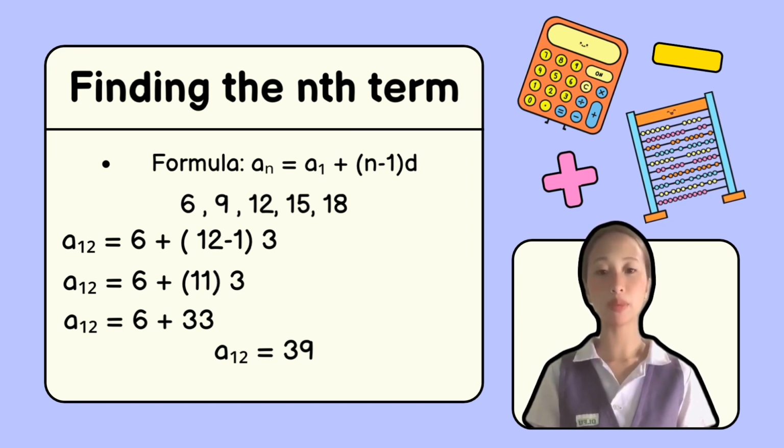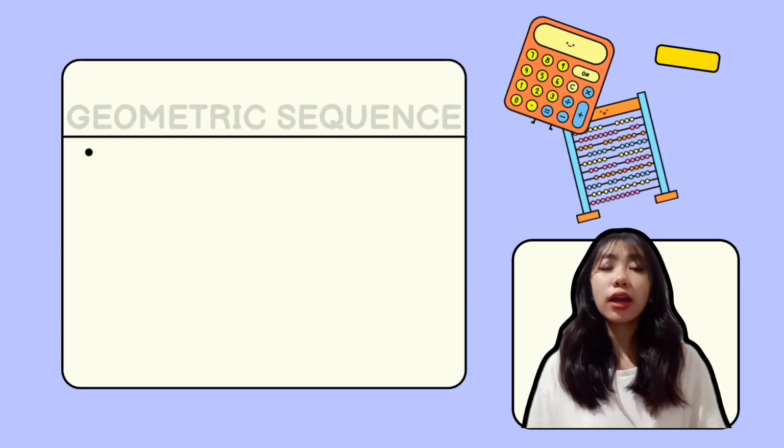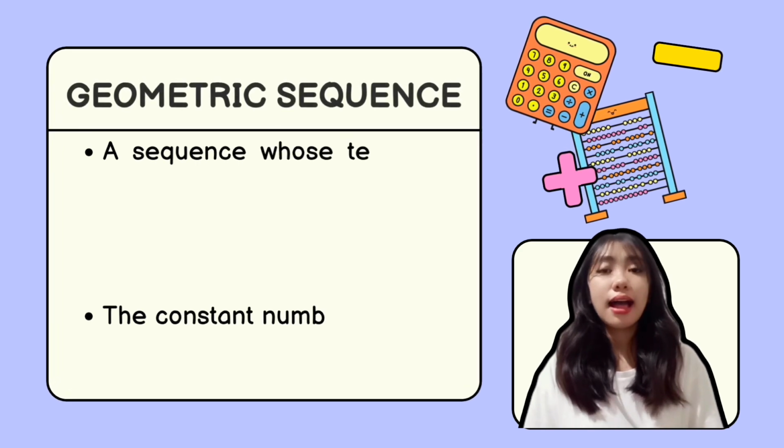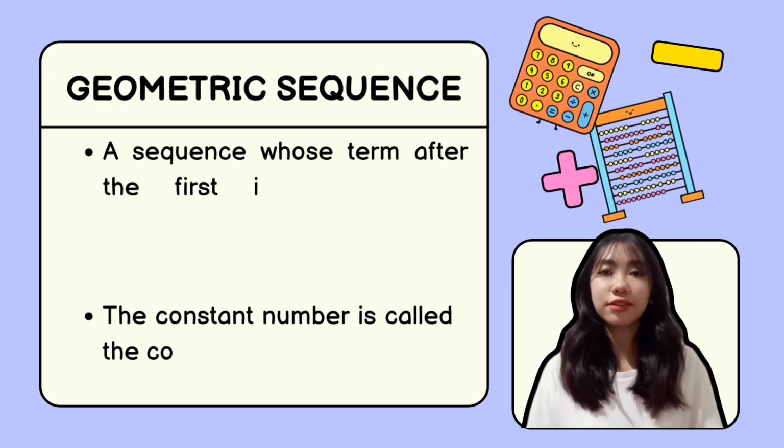So the 12th term of the given sequence is 39. In this clip, we will be talking about the geometric sequence. Let us begin with defining the geometric sequence.